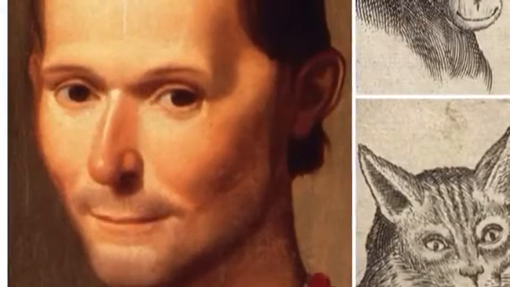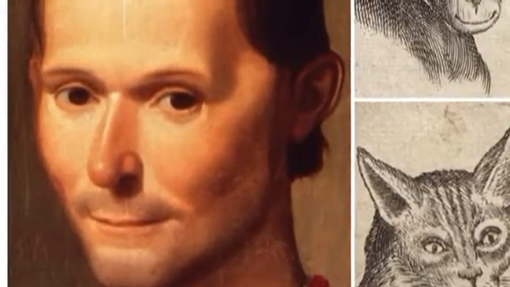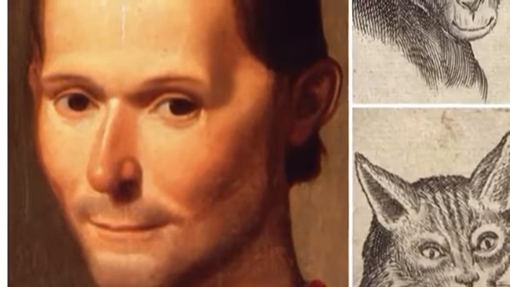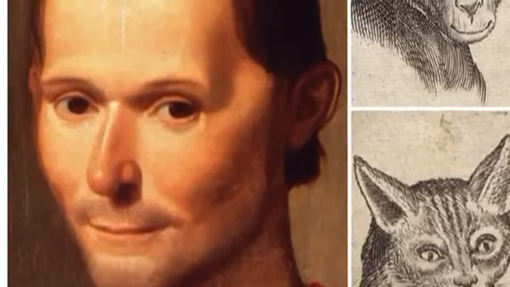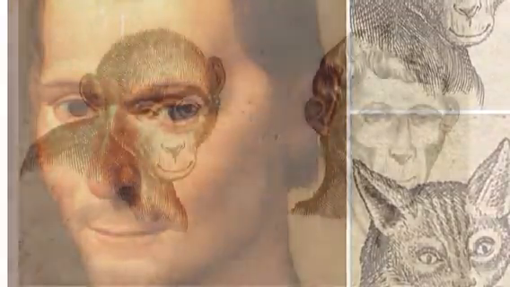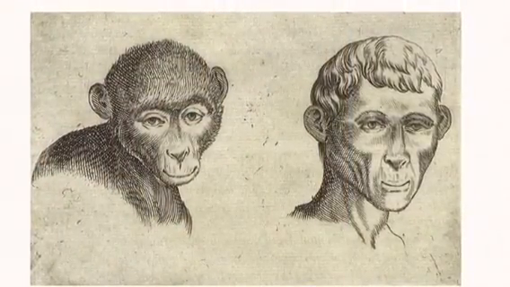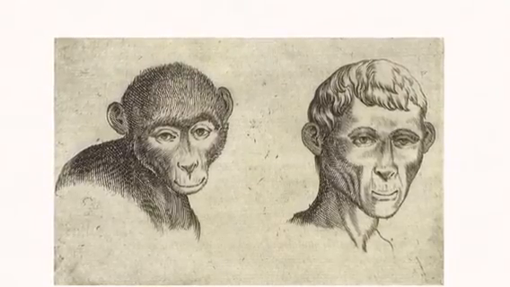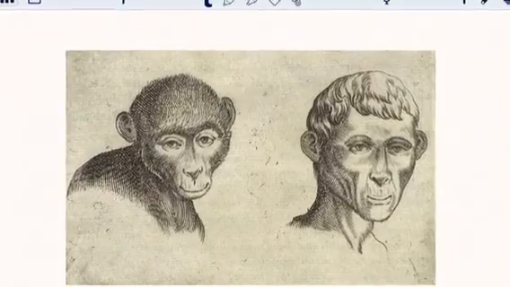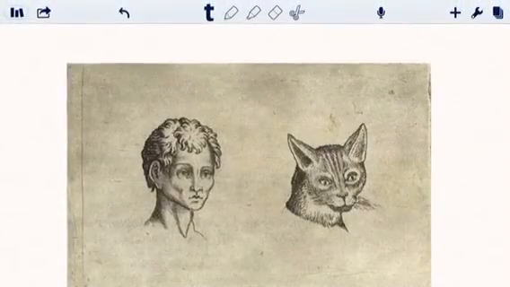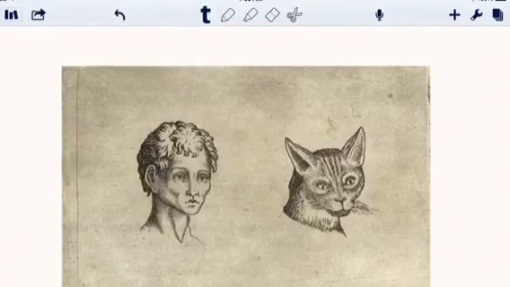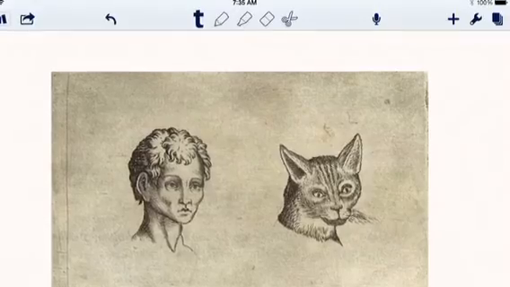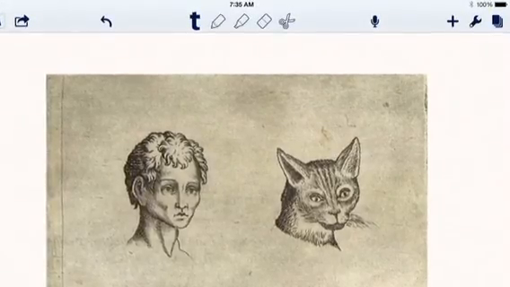So here is Machiavelli as Santi de Tito portrays him with the monkey and the cat from Giambattista della Porta. The similarities are striking. But what does this mean? Well, according to Giambattista della Porta, if a monkey is present in regard to how an individual looks, then that means the individual is wicked. And in regard to the cat, if an individual looks like a cat, then that means the individual's character is stealthy, sneaky, underhanded, and not to be trusted.